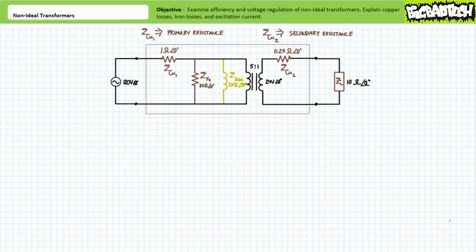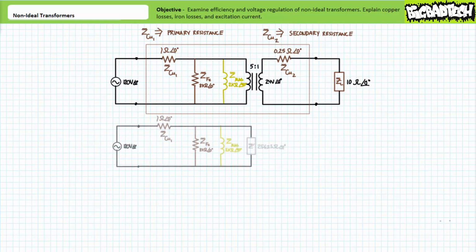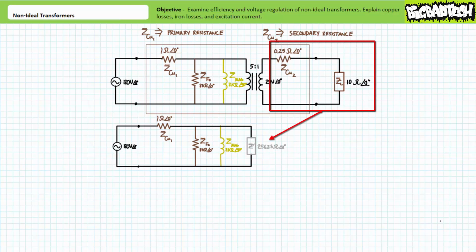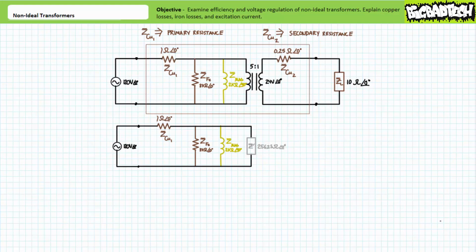Using this more complicated model, it necessitates a slightly more advanced series-parallel analysis. Let's use the reflected impedance seen by the primary winding. Given the load impedance is now in series with the internal resistance of the secondary winding, the primary sees an additional reflected impedance of the turns ratio squared times the series combination of the load impedance and the internal resistance of the secondary winding. In this scenario, the reflected impedance is 5 squared times 10.25, or 256.25 ohms at an angle of 0 degrees.